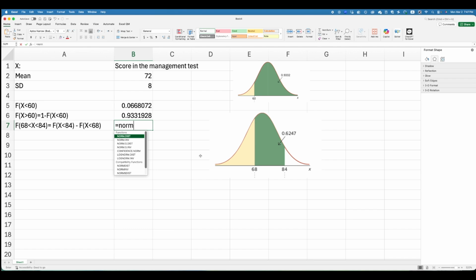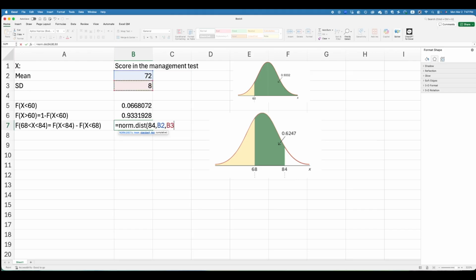So I can say norm.dist 84, I have mean as 72, standard deviation is 8, and true. This time I'm choosing the cells, minus norm.dist 68, mean is 72, and the standard deviation is 8, and always true. So there is a 62.46% chance that the manager will score between 68 and 84.